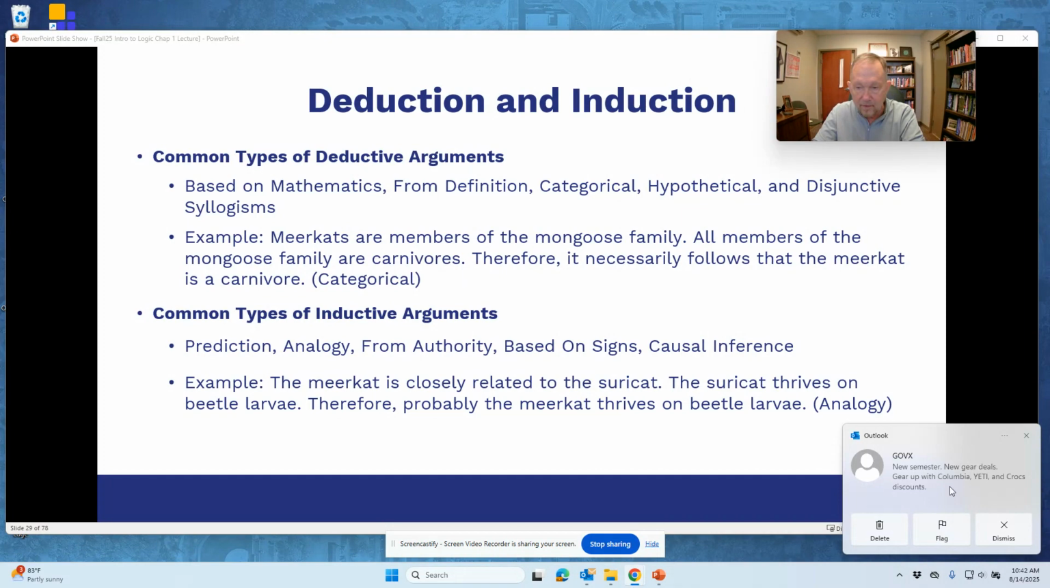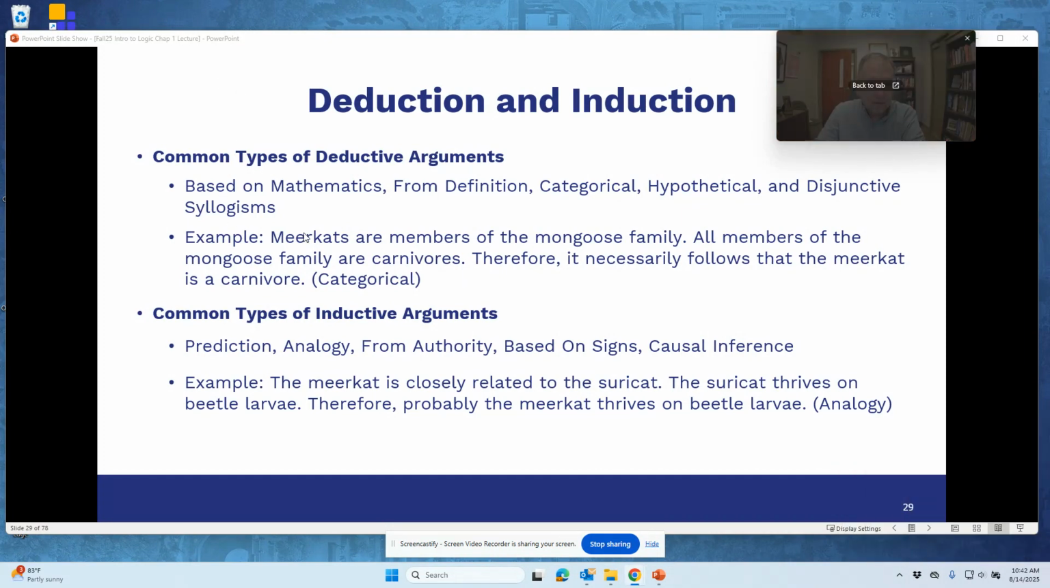So here's an example of a deductive argument. Meerkats are members of the mongoose family. All members of the mongoose family are carnivores. Therefore, it necessarily follows that the meerkat is a carnivore. This is a categorical deductive argument, and you can see why, right? The meerkat is a member of a category, mongooses, and all members of the mongoose family are carnivores. So the meerkat is in a category. That category has this attribute, and therefore it is a categorical deductive argument.